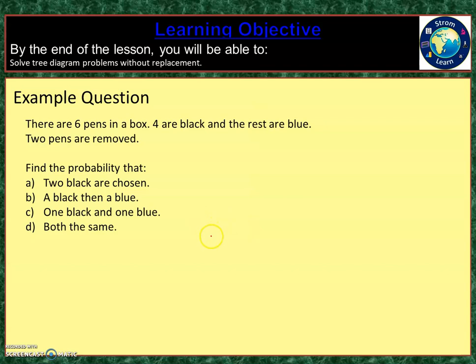So the structure of our tree diagram to begin with is going to look very similar to the last example. So my first pen can be black, it can be blue. There are 6 pens and 4 are black, and therefore that leaves 2 to be blue. So far same as before. However, the next bit is going to be different when we come to look at the probabilities.